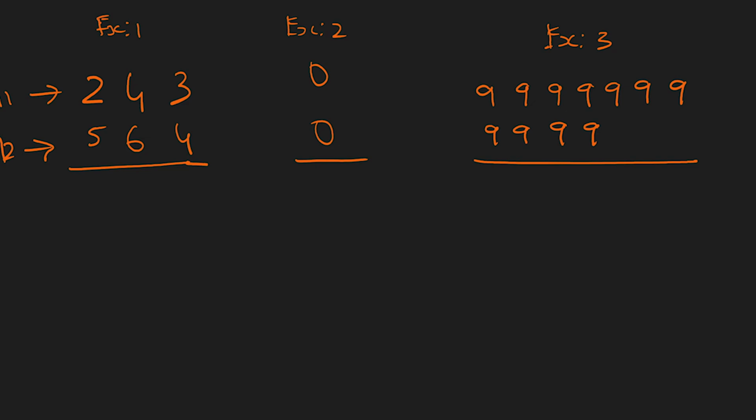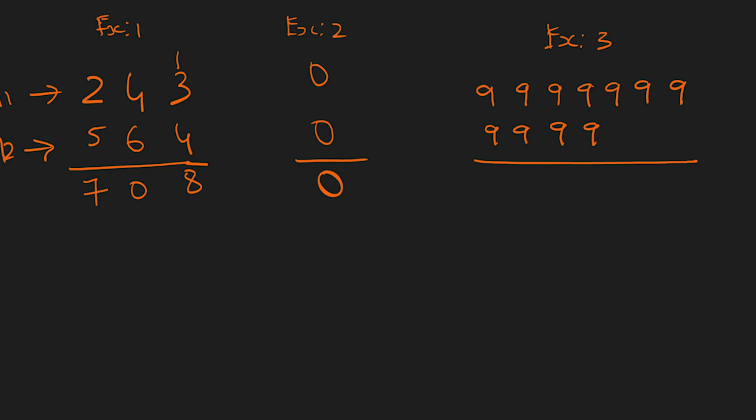So we just need to start processing the numbers from left to right. If you see here, 2 plus 5 is equal to 7. 4 plus 6 is 10. We need to add 0 and carry over 1 here. Then it's going to be 4 plus 3, which is 7, plus 1, which is 8. This will be the result of the first example. The second example being 0 and 0, we just need to return 0.